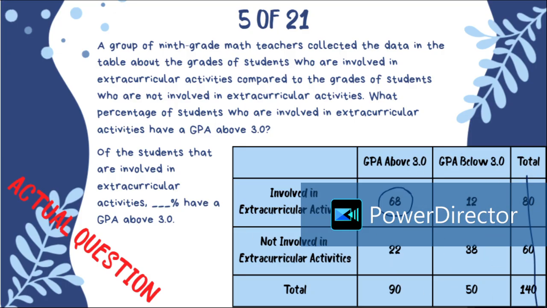Okay, so we're dealing with this one, which means of the students that are involved in extracurricular activities, what's the percentage of people that have a GPA above 3.0? You're going to use this cell and this total to find your answer. So 68 divided by 90, which will give you the percentage. Remember, it's not going to be a decimal place. You need to adjust it to make it a percentage.